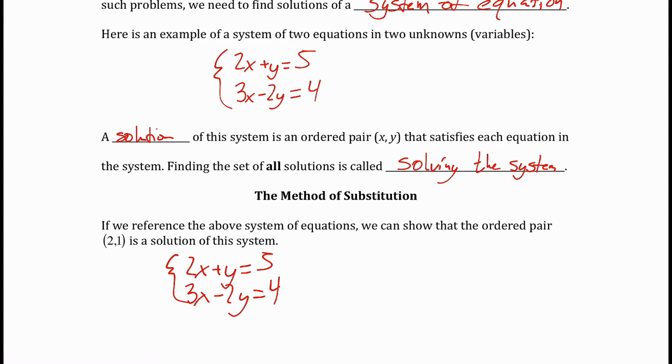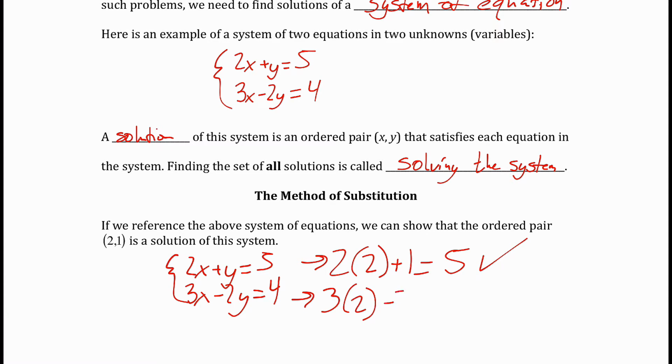Now, if 2, 1 is a solution, if I plug in 2 for x and 1 for y in both those equations, both of those statements should be true. So let's check it out. We got 2 times our x value of 2 plus 1 equals 5. Is that true? We got 4 plus 1 equals 5. That's true. The second one, if we do 3 times 2 minus 2 times the y value of 1, checking to see if that equals 4. Well, 3 times 2 is 6, minus 2 is 4, so that also works.